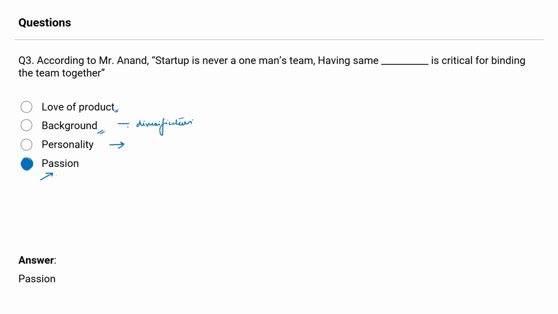Same personality, no. Every personality is individual. We don't want same personality. We have to celebrate that diversification. What diversity को हमें celebrate करना है. What we need is same passion for that product. All right. So very well said, Bhavna. Correct answer is passion.